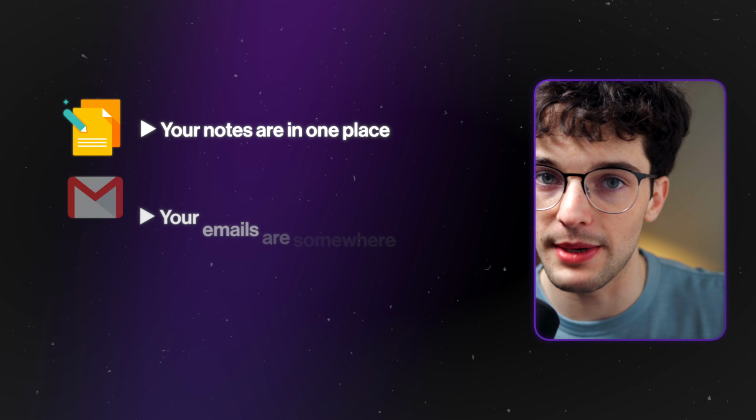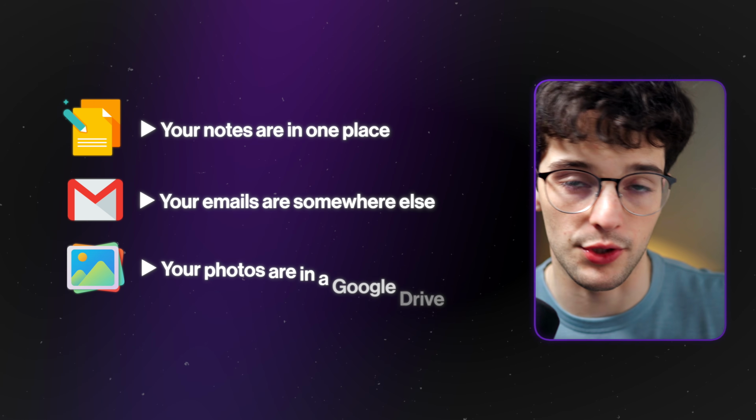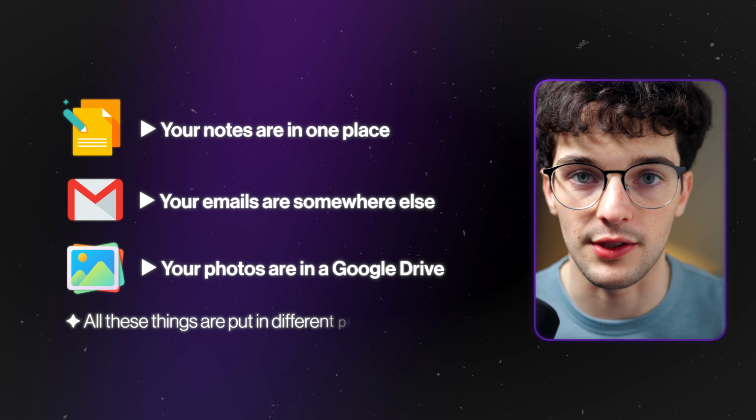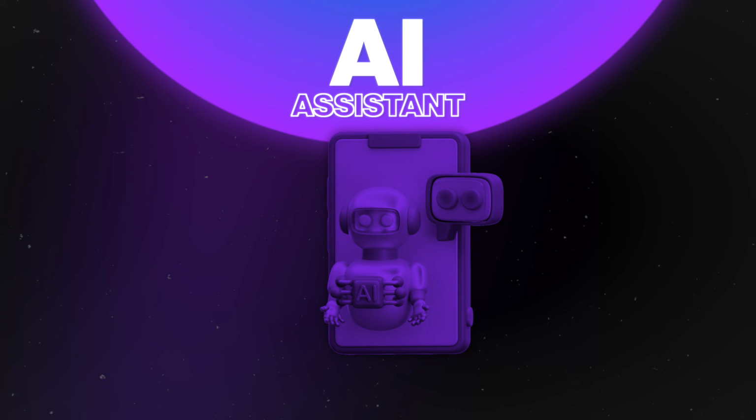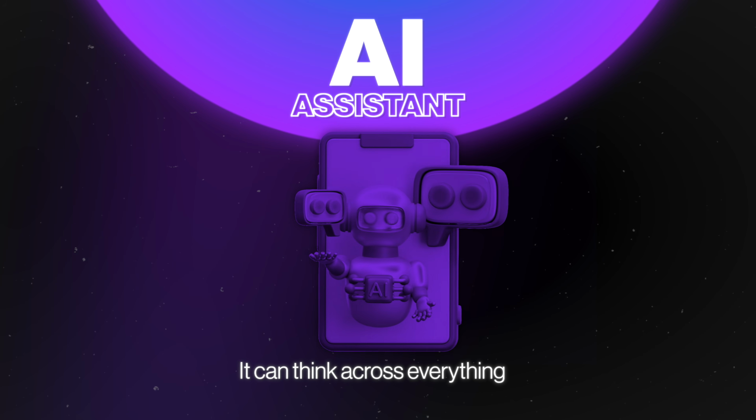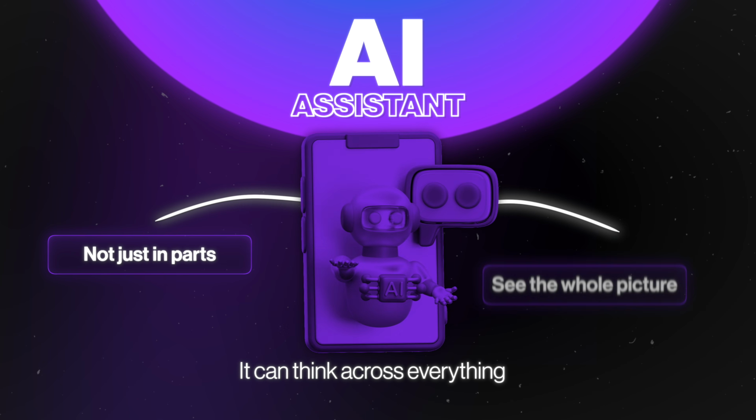I want you to think real quick about how you actually work. Your notes are in one place. Your emails are somewhere else. Your photos are in a Google Drive. All these things are put in different places for a reason. If you're using so many apps, why would you want to lock your AI into just one small section? The whole point of an AI assistant is that it can think across everything, not just in parts, but it can see the whole picture.